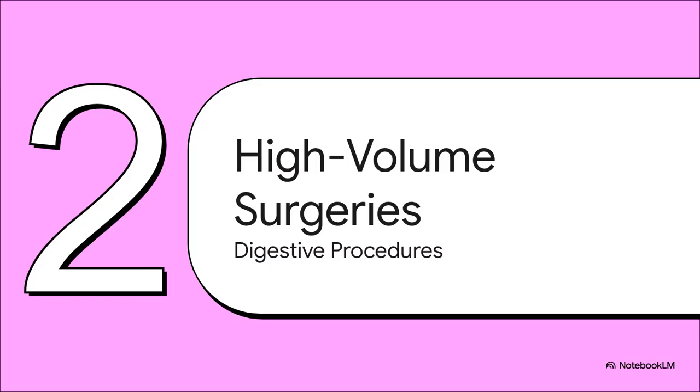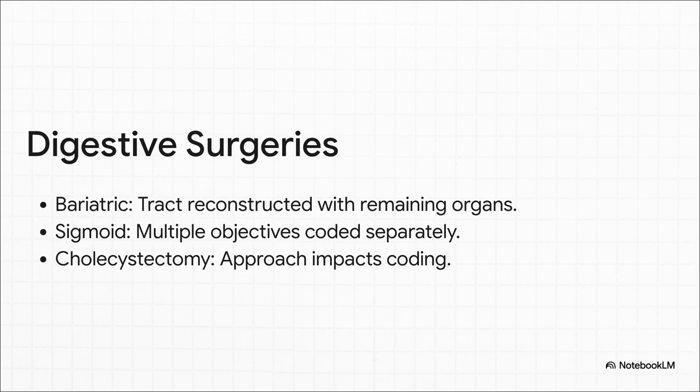Moving right along to Section 2, high-volume digestive surgeries. Let's zoom in on the procedural complexity of these gastrointestinal operations. Surgical hierarchy rules dictate exactly how we handle highly complex anatomic cases across multiple DRG families. For instance, with major bowel procedures, we're looking at total, subtotal, and partial colectomies, as well as colostomy creations and reversals. Then you have stomach and esophageal procedures, which include gastrectomies and bariatric surgeries, where the digestive tract is entirely reconstructed with the remaining organs.